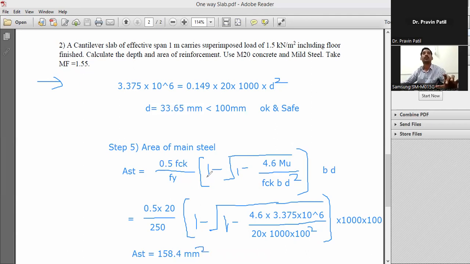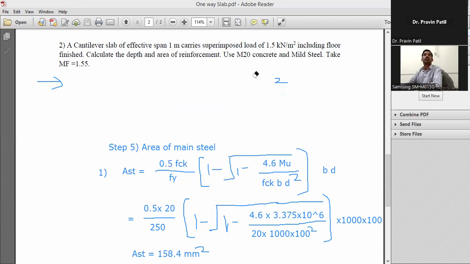Now, AST minimum. We calculated this AST in step one, so how much AST minimum is required for the Fe250 grade of steel? Now calculate the AST minimum. AST minimum is equal to 0.15% of B into D.